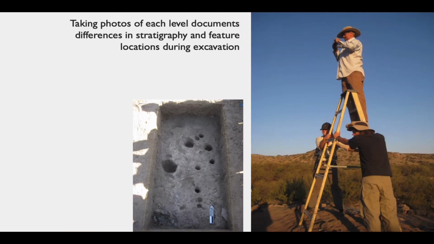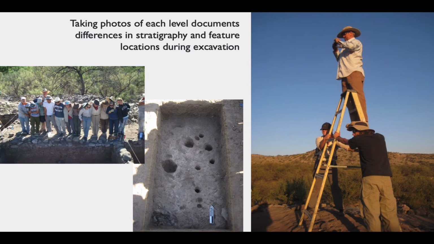Part of that documentation involves photography, so you want to take photos at every level to document differences in the stratigraphy that you're observing or any sort of feature locations within a unit. It's important when taking that photo to make sure you have consistent lighting across it, and my favorite sort of shade structure is using human shade to ensure that you're getting equal light across the unit that's being photographed.